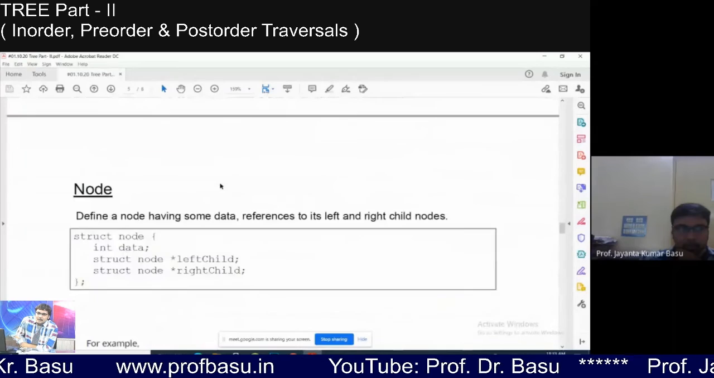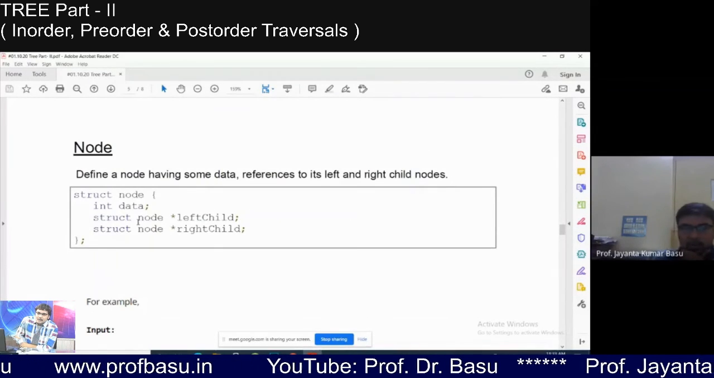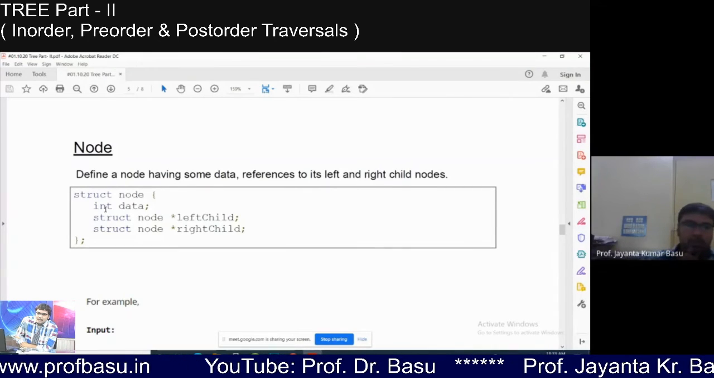Just like the linked list, I discussed a simple node structure. Are you getting my question? Hello, what was there in our linked list?